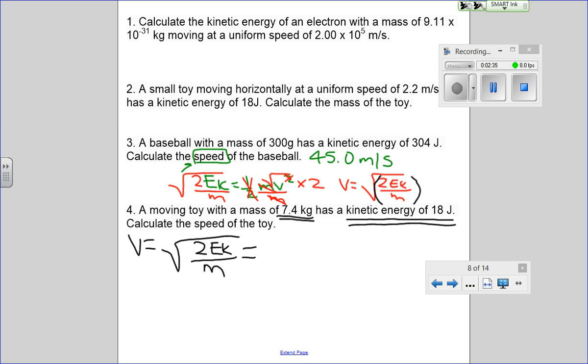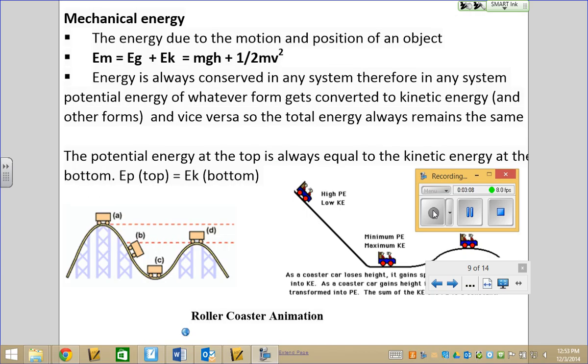What I find more often than not isn't that you don't know how to put numbers in a formula. It's that when you type things into your calculator, something goes wrong, and what you've written and what you're calculating aren't the same thing. You should be doing the square root of 2 times 18 divided by 7.4. If you type it into your calculator correctly, the result should be 2.2 meters per second.